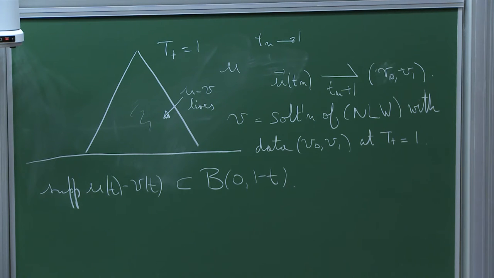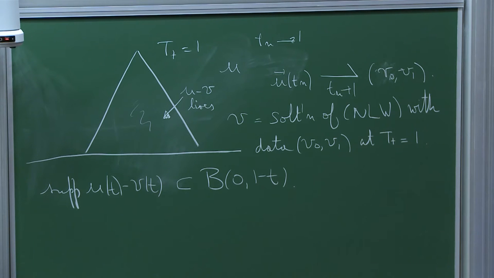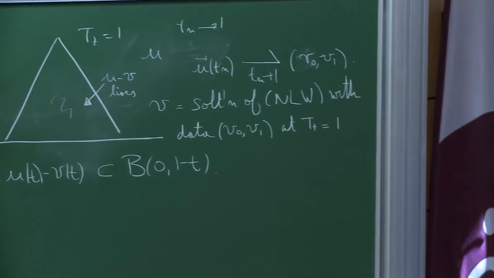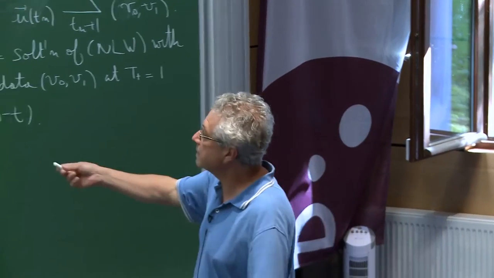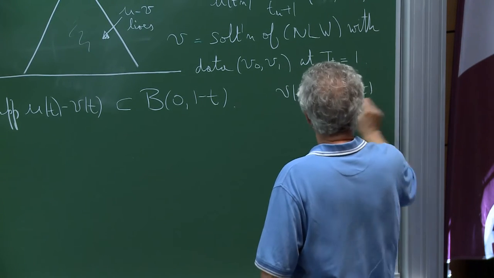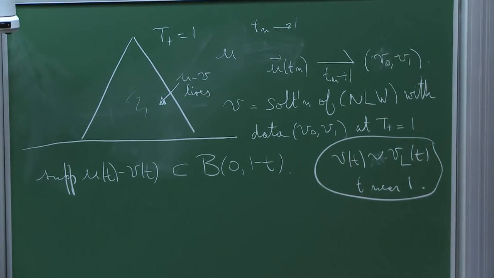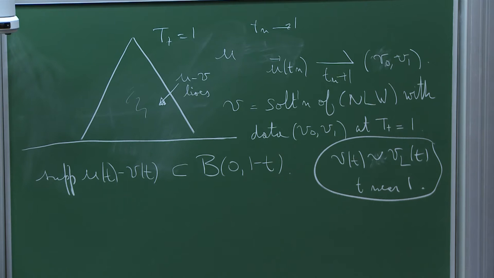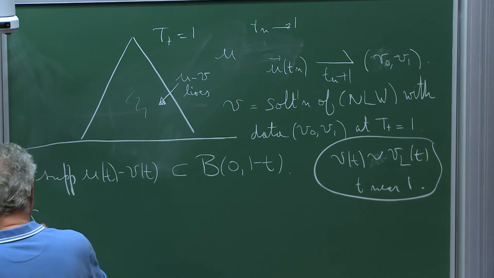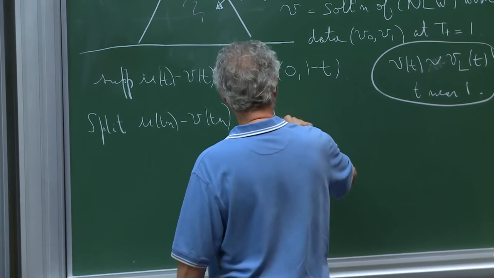So everything that is happening here is inside this inverted light cone. Outside that inverted light cone, my solution equals a regular solution, so I don't have to do anything to it. And this will be the radiation term, this V. And because this is a regular solution, V of T is like VL of T for T near 1. That's from the small data theory. When the time is very close to 1, the nonlinear solution and the linear solution are very close together. So that's why this is the radiation term. Okay, so what am I going to do next? What I do next is split U of Tn minus V of Tn into blocks.